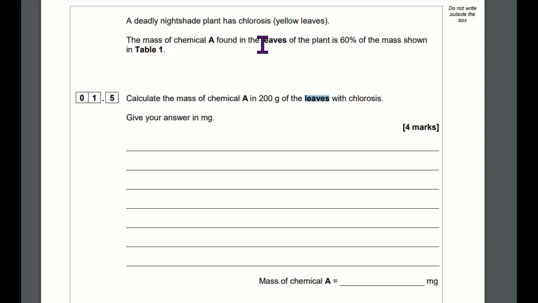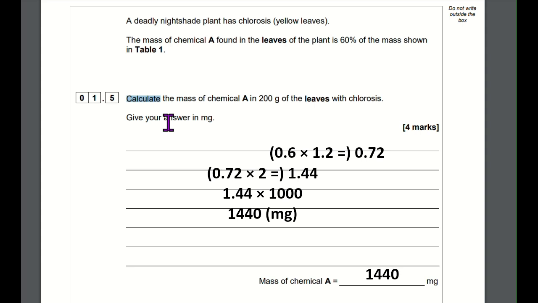It's telling you that the plant is 60% of the mass shown. It is 4 marks. The units have been given to you, so therefore you will not be gaining marks for that. But what you will be gaining marks for is the breakdown of your calculation and your answer. So you could have a go at that if you want to, and then I will show you the mark scheme answer to that.